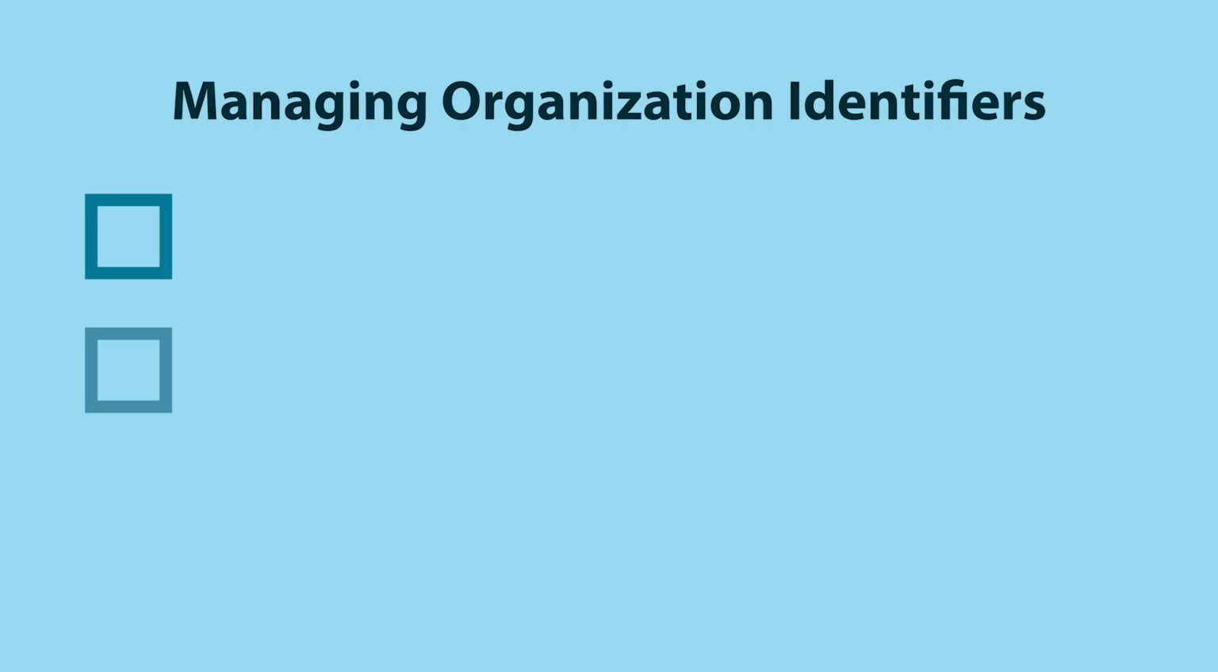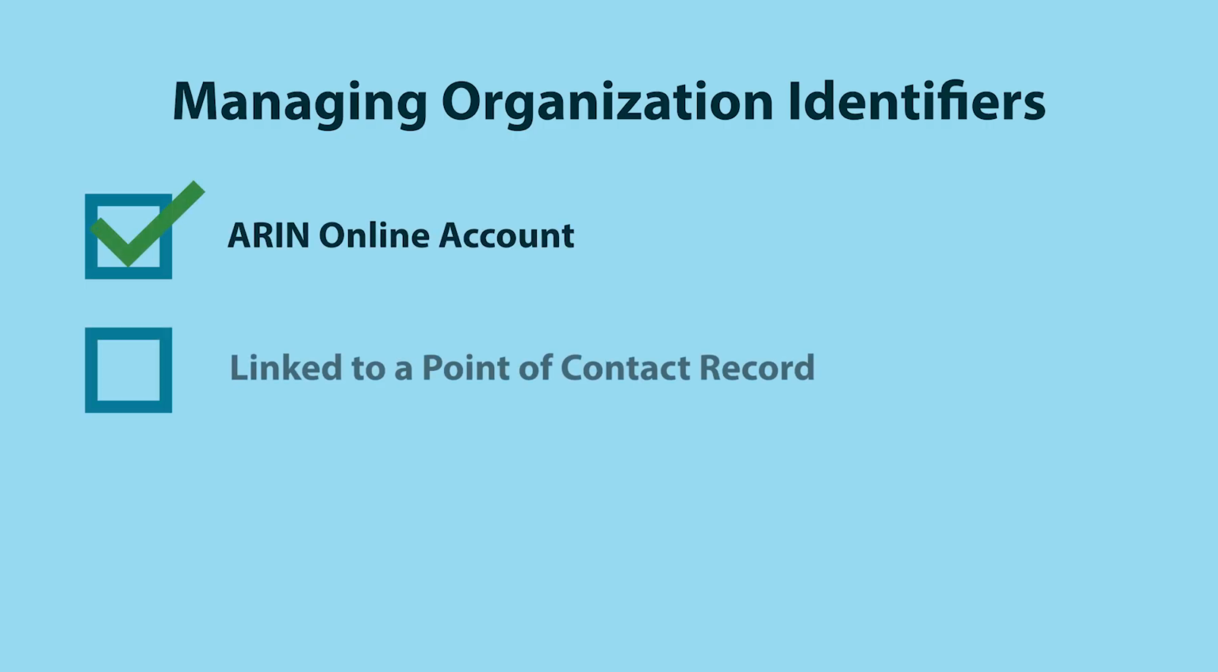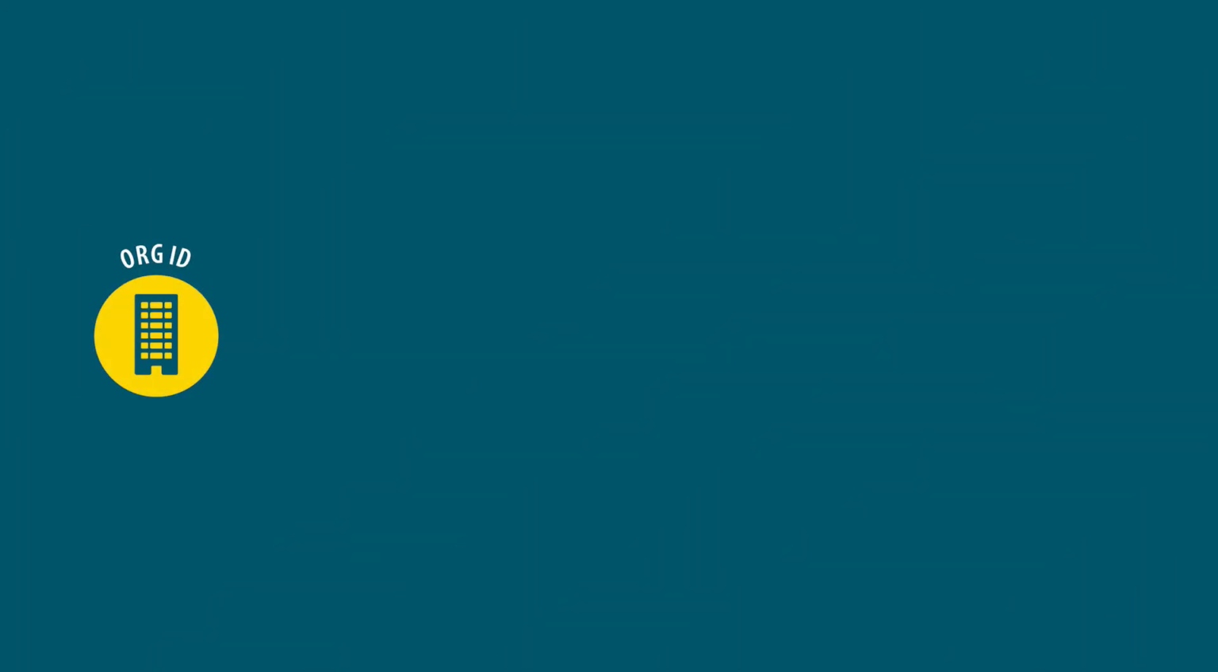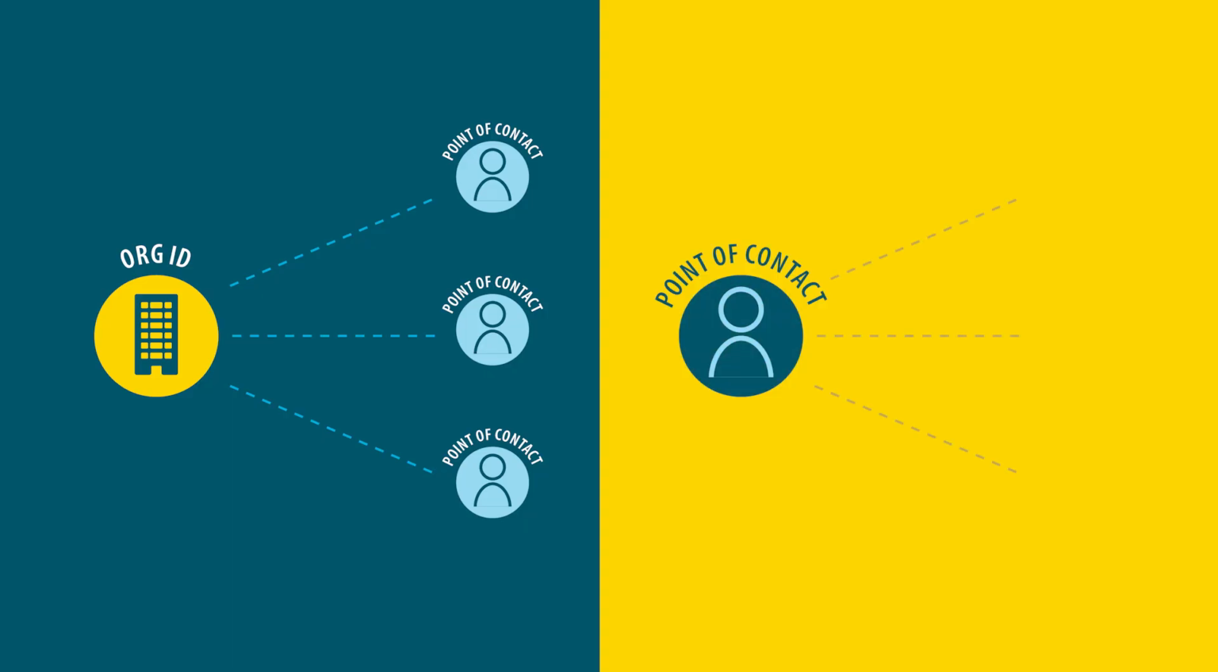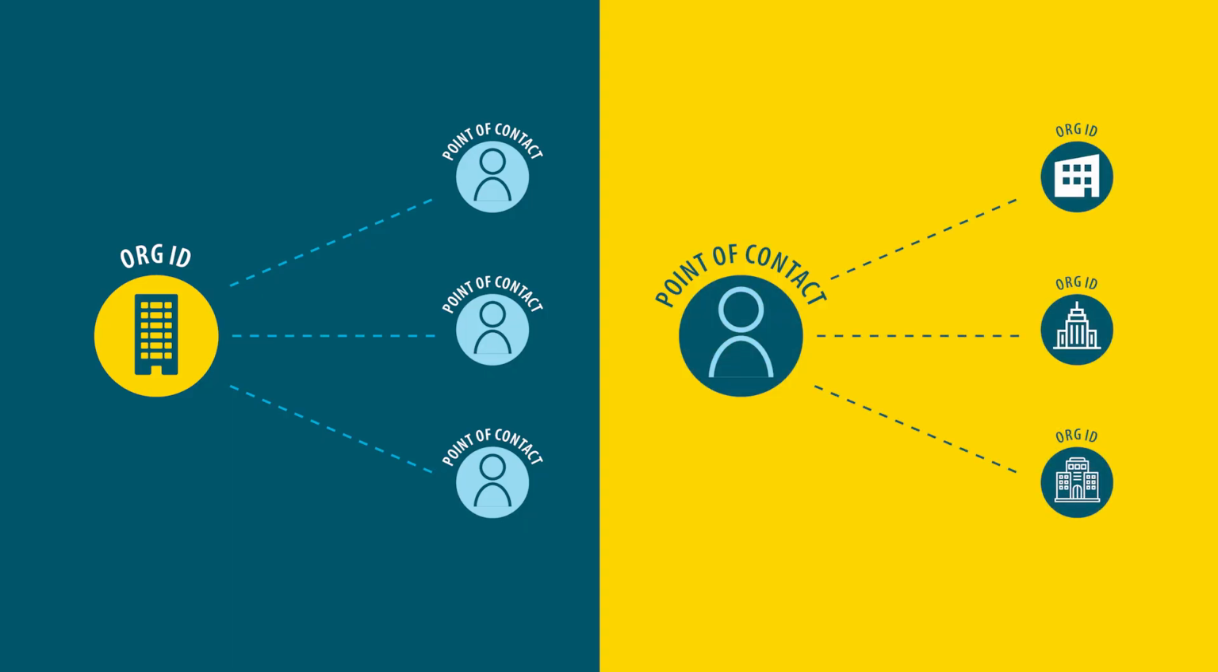Before managing org IDs, you must already have an ARIN Online account linked to a point of contact record. Org IDs may be managed by multiple points of contact, and any one contact may manage multiple org IDs.